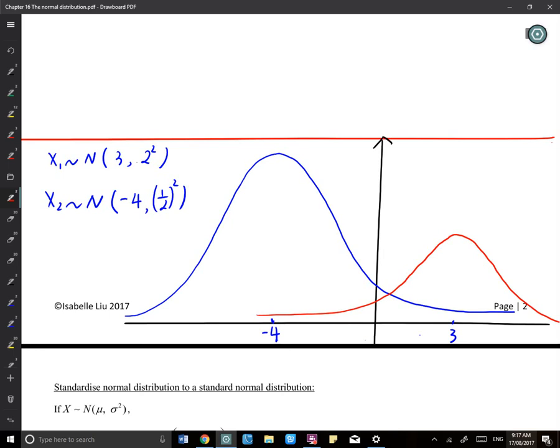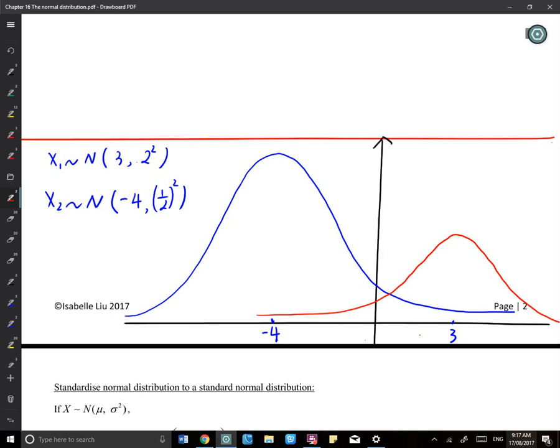Okay, -4 with a smaller mean, moving to the left. 3 has a higher mean, moving to the right. The lower the standard deviation, the higher the graph. So half will get a higher graph, which is the blue one. And the 3 will get a lower graph, just like that. It's not accurate, but roughly the graph will look like that.